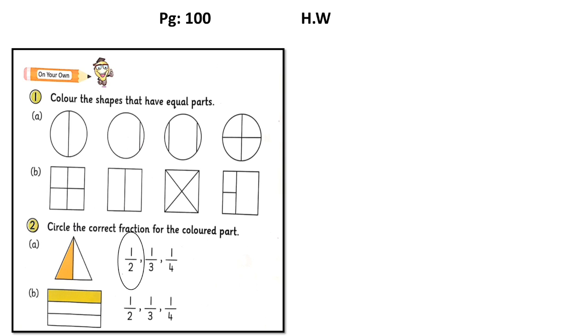Okay, the next figure shows 1/2, 1/3, 1/4. It has 3 equal parts and one part is colored, so we can say this is 1/3. Circle the 1/3.